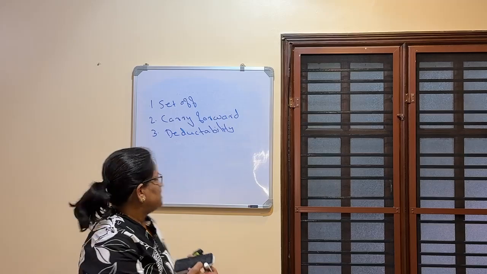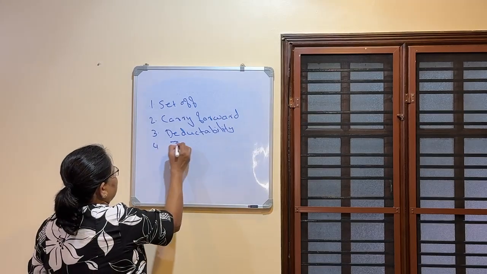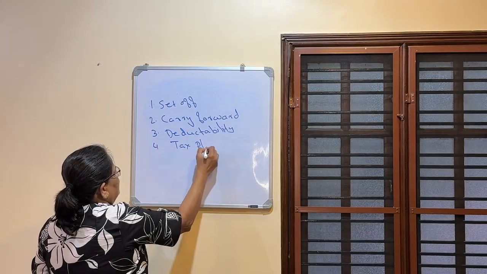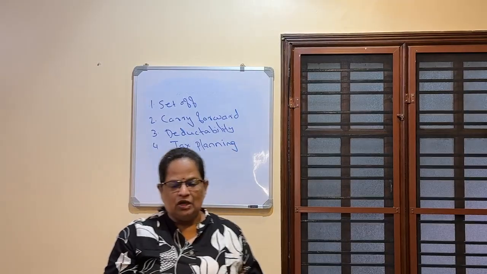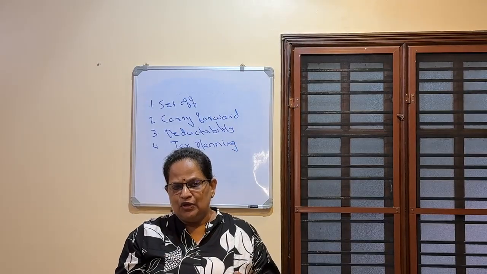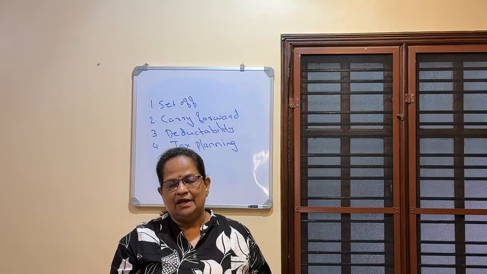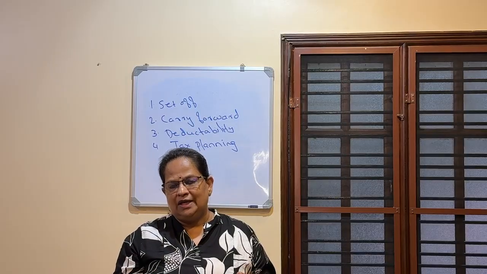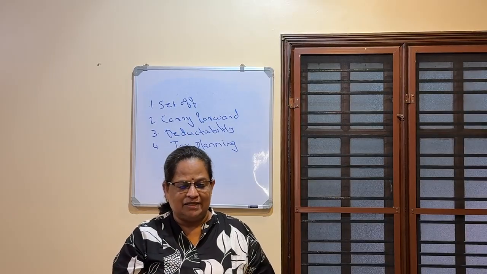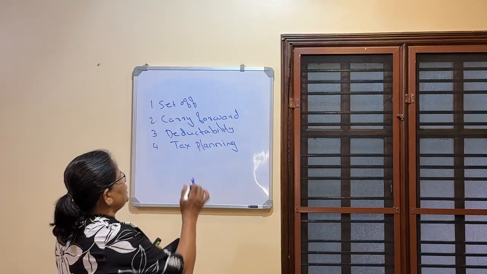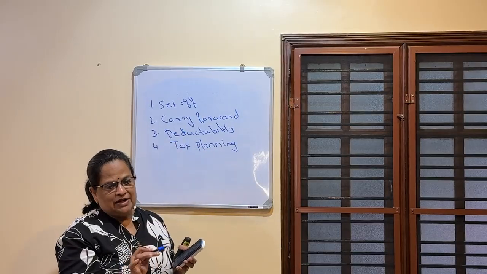Tax planning impact. In the case of capital loss, it's limited. Whereas with revenue loss, more flexibility is there. If you plan your operations properly, then even if there is some revenue loss, it can be adjusted in that year itself. So here we are distinguishing between capital loss and revenue loss with 4 points.